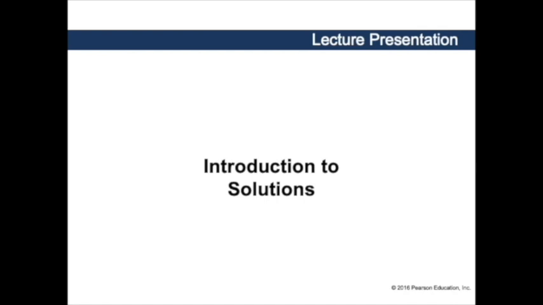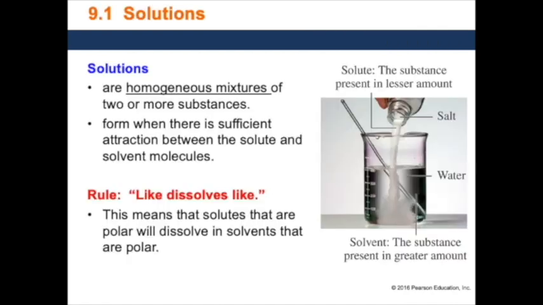Okay, so let's begin. The first thing is, what are solutions? What is the definition of a solution? Solutions essentially are homogeneous mixtures of two or more substances. When they're mixed together and it forms a homogeneous mixture, homogeneous meaning it is uniformly distributed. All the substances that are mixed together are uniformly distributed throughout the solution. That type of mixture is called a solution. This is formed when there is enough force of attraction between the solute and the solvent molecules to keep it together. So those are solutions.